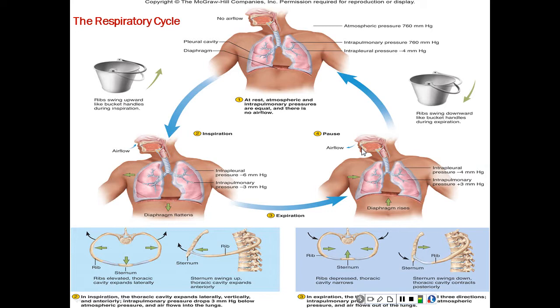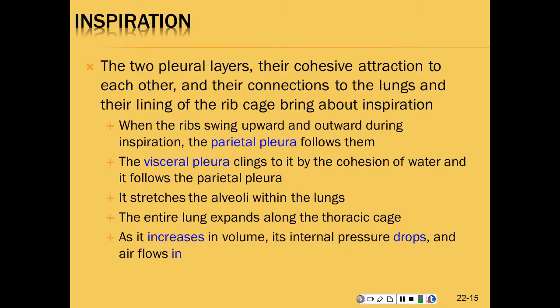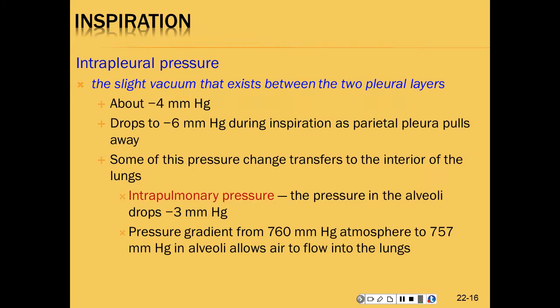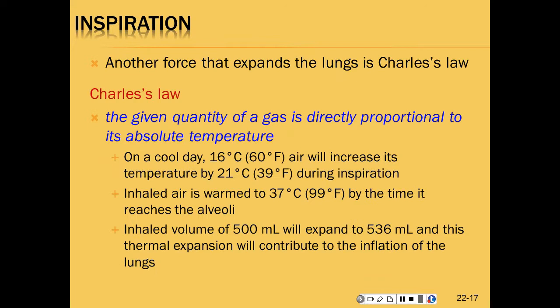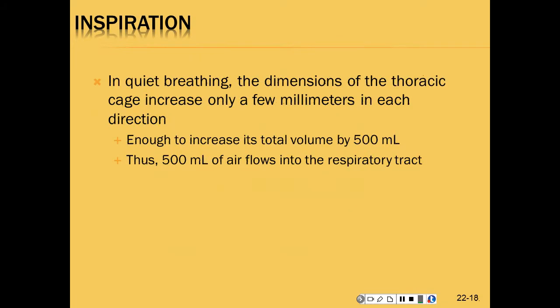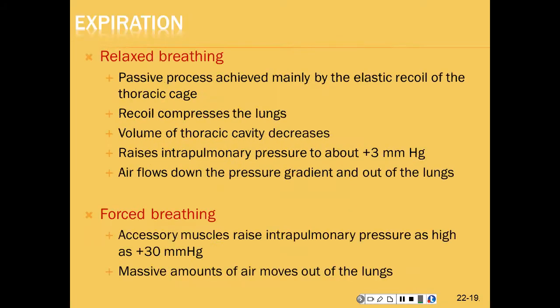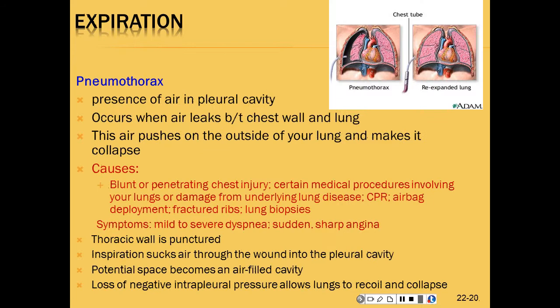In forced breathing, the accessory muscles are going to raise this intrapulmonary pressure to as high as positive 30 millimeters of mercury. Now, the effect of the, let's see if I can get to that place. Charles' law, forced breathing. Okay, here we go.